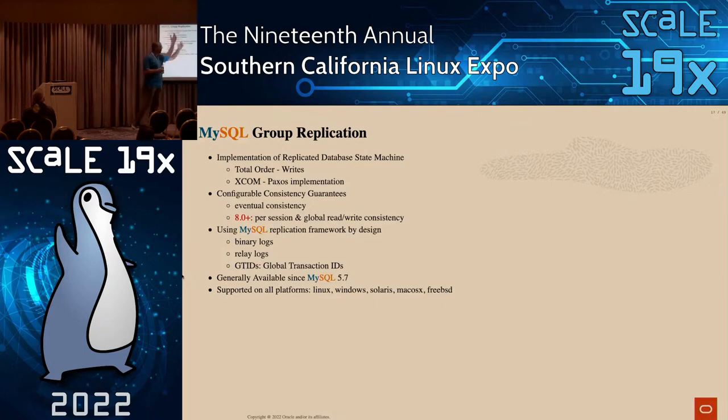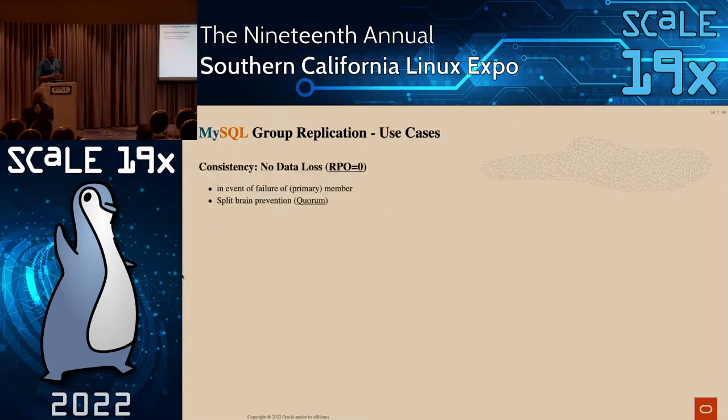We support it on all our platforms, so whatever platform we support, group replication is supported as well, including Windows. Not that that matters often, but who's running on Windows? Nobody? Okay. But we do have it. We actually have some big users using Windows, so it's important.